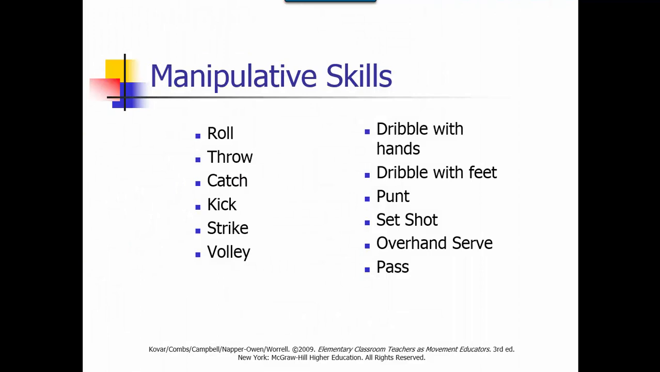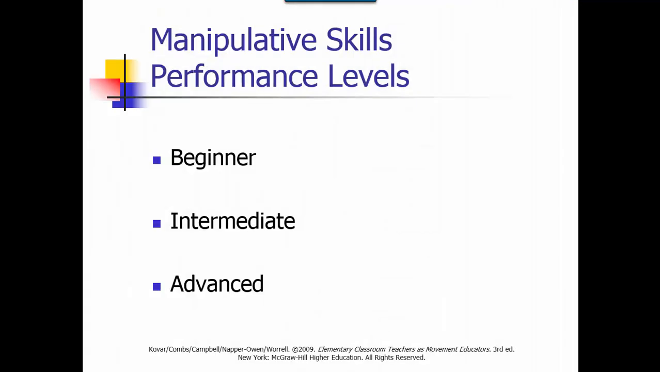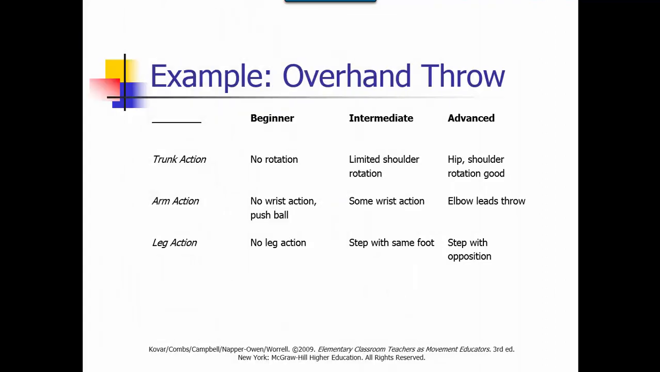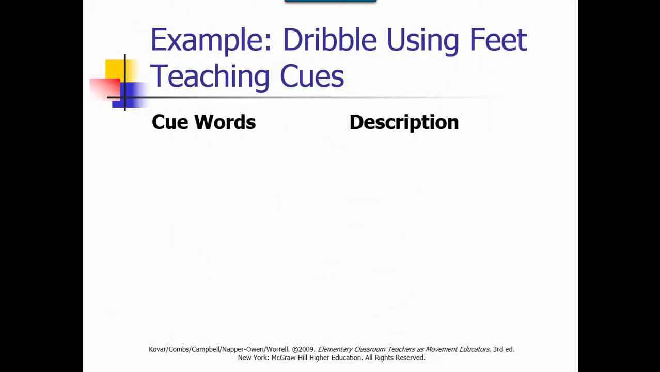Then we have manipulative skills, which typically has to do with equipment. And it also can be something as simple as tying your shoe or zipping up a jacket. Looking at beginner level, intermediate, and advanced. And here's an example of an overhand throw. Again, take a look at this in the book before you take the quiz so that you have an idea of what a beginner, and an intermediate, and advanced student would do.